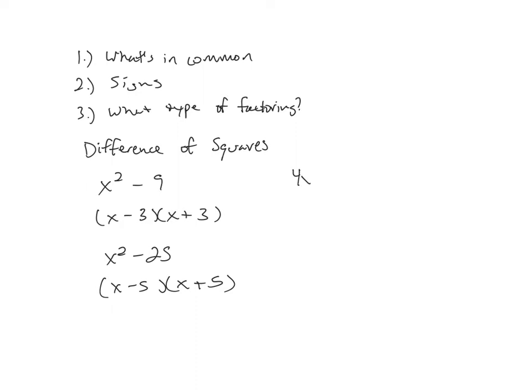So it's a little bit different because we have that number in the front. So I'm still going to have my minus and plus. And I'm still going to have my x's there because I need that to get x squared. Then you do, what's the square root of 4? 2. What's the square root of 49? 7.